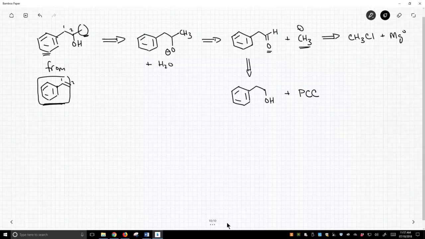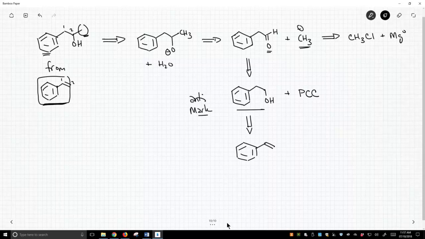Now, how can we take this alcohol backwards and think of it as having come from this alkene? Well, that's actually a hydration of an alkene. We're going to hydrate this alkene, and this goes back to our electrophilic addition reactions. And in particular, we need the anti-Markovnikov alcohol.